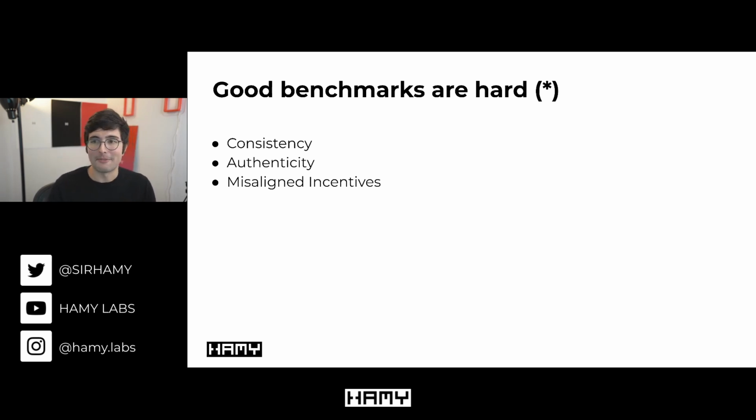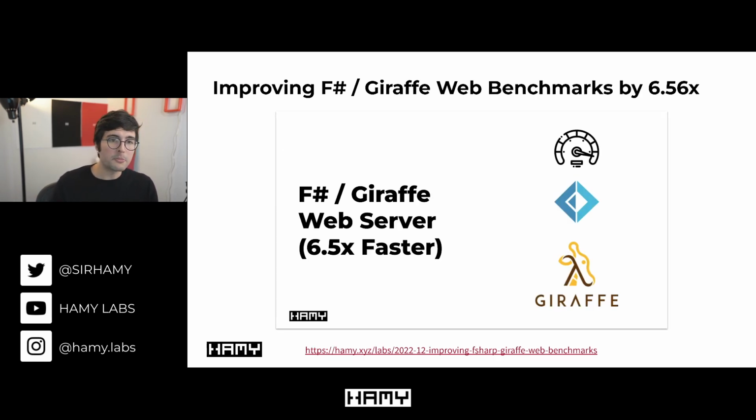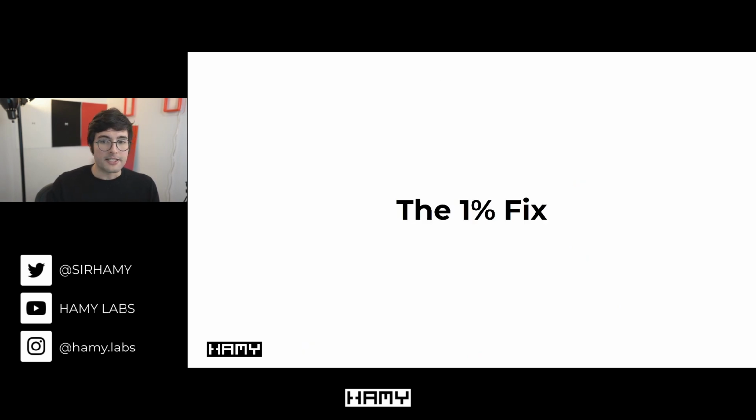There's plenty of blogs on this that you can look up, but that's all I'm going to go into in this video so we can kind of move on into the fix. We do talk about this a little bit more in my previous performance investigation into F# and Giraffe, so if you're curious about that, you can check that out. We've also got a lot of links in there to more deep dives into the problems with benchmarks. But let's move on into the 1% fix.